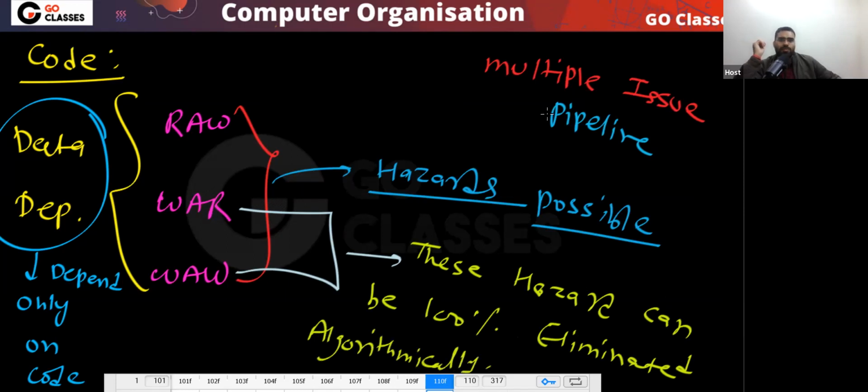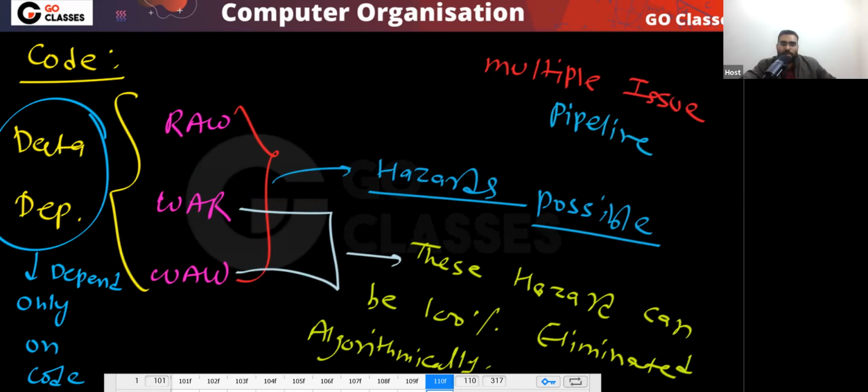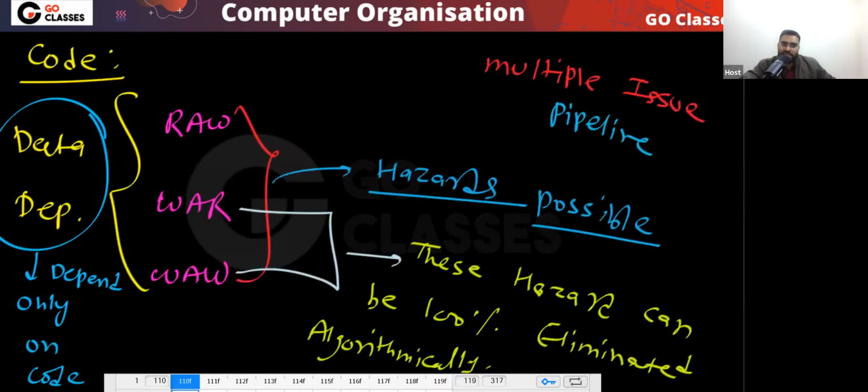Did you notice these poor dependencies are never a problem? In single issue, they are never creating any hazard. In multiple issue, they are creating hazards, but you can eliminate them. Is this clear? So remember, these two are called false dependencies.